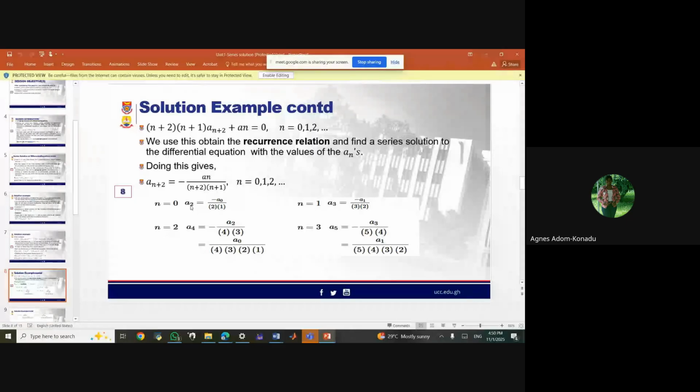Now, when n equal to 1, it means that I'm going to get a sub 3. So this is a sub 3, which is the same as, so n is 1, so I have a sub 1. So this one will be minus a sub 1 divided by, this is 1 plus 2, which is 3, and then 1 plus 1, which is 2. I have it like that.